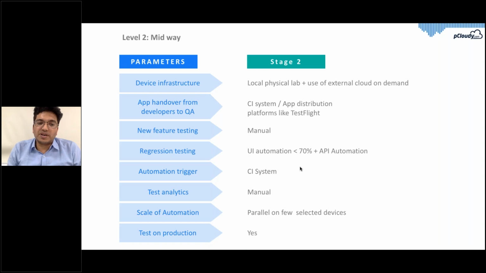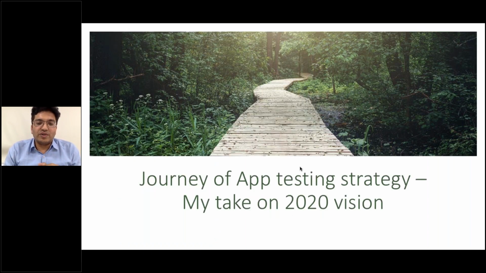The scale of automation is much better than what we saw. So now, instead of sequential runs, there are parallel runs happening on a few selected devices. And testing on production is also possible because there is a CI in place and it can be scheduled. So that's what we call a midway stage, which is much better than what we saw in the beginning stage. And this is where we see a lot of organizations again struggling to move to the next stage. And now that's where the Vision 2020 comes into play as to what should be the next stage of evolution as far as the app testing strategy is concerned.